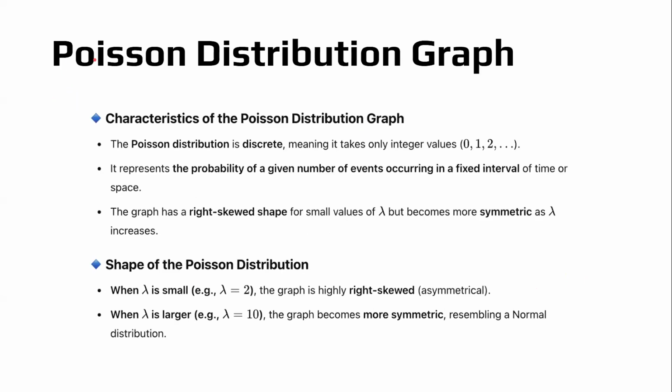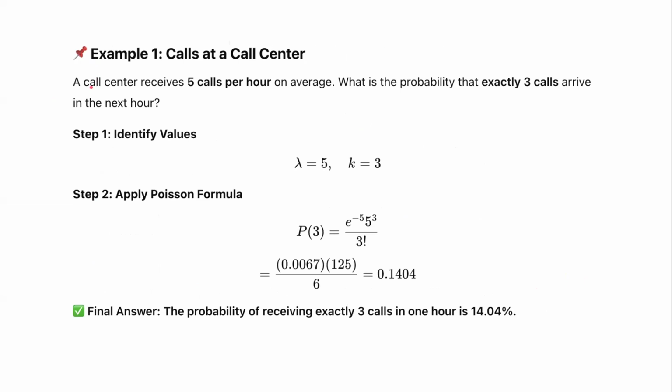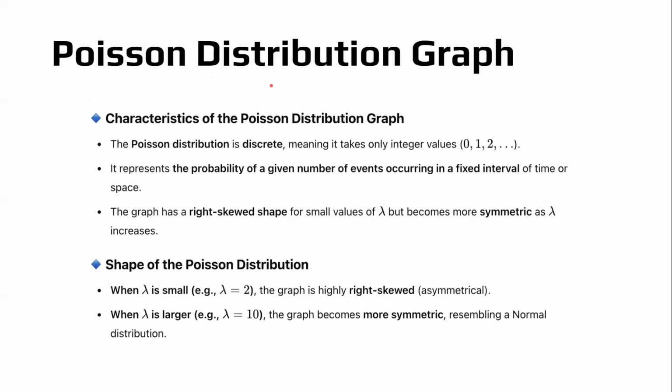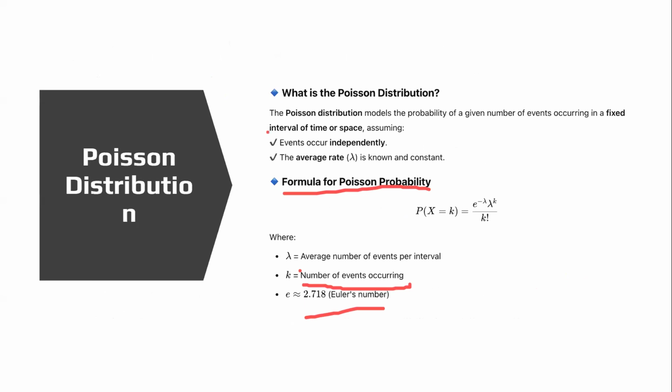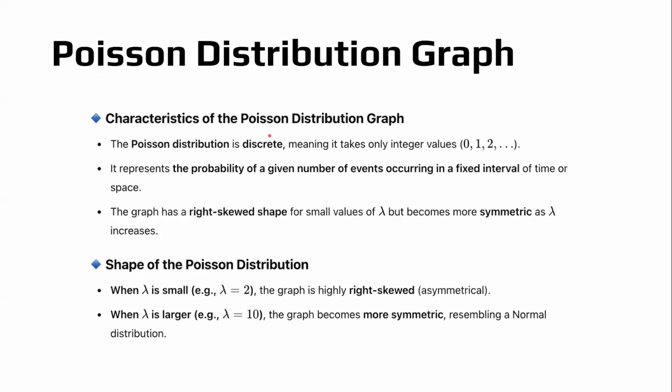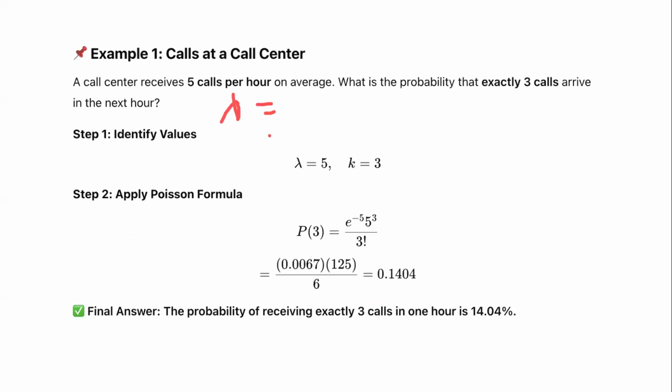All the terminologies that I was discussing, how they apply. A call center receives 5 calls per hour on average. So what was lambda here? Lambda is the average number of events per interval. Here the interval length is 1 hour, and the number of events happening in that interval is 5. So what is the probability that exactly 3 calls arrive in the next hour?